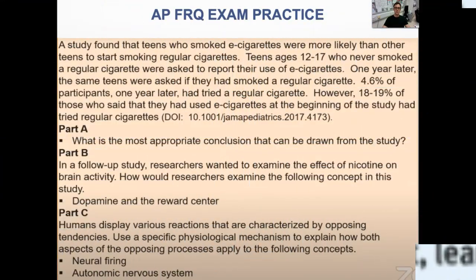And then lastly, we're going to end today with an AP FRQ exam practice. I'll leave you time to go ahead and pause the video here and read this. Post your response to this video on PowerSchool. Make sure you bold and underline and space out your answer for each segment of the answer: Part A, Part B, and Part C.